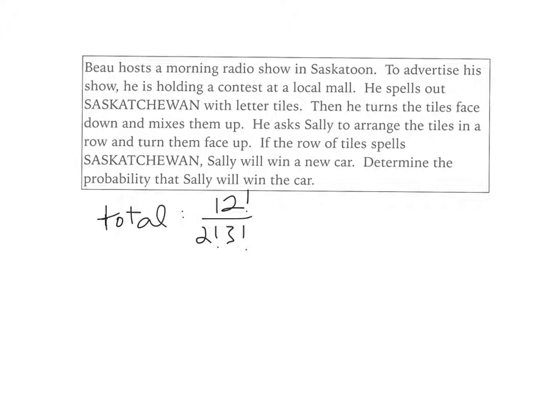So 12 factorial divided by 2 factorial, 3 factorial. I believe it is 39,916,800. Okay, so it's quite a big number, and we've got a nice large number there. So when we're looking at this, okay, the total is that. So that's what goes in the bottom of our fraction.